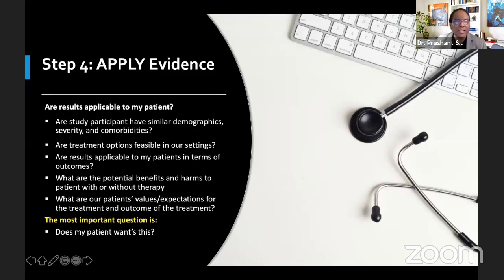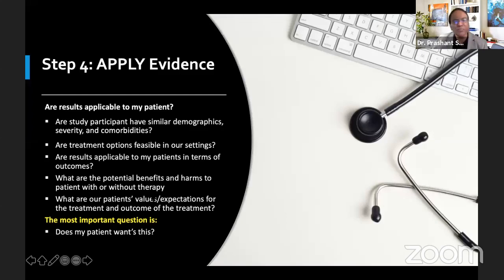Are results applicable to my patient in terms of outcomes? Am I looking at the same outcome as the study looked at? Or the study looked at something else and I'm interested in something else in terms of outcome. So we have to make sure that we are looking at similar outcomes, not apples versus oranges.